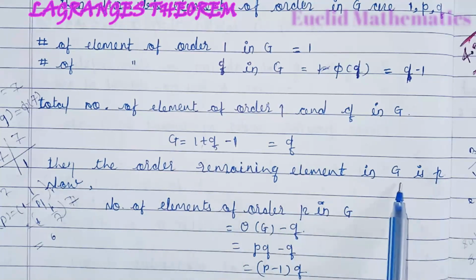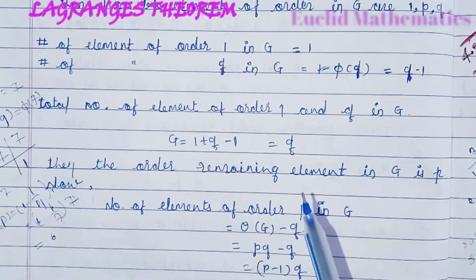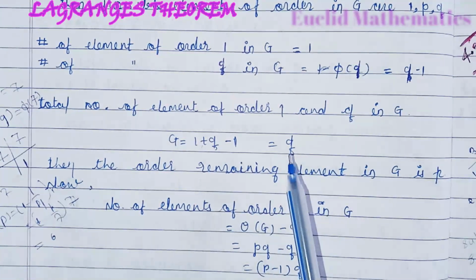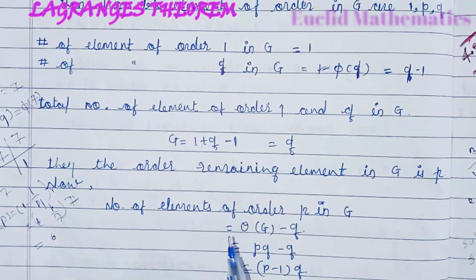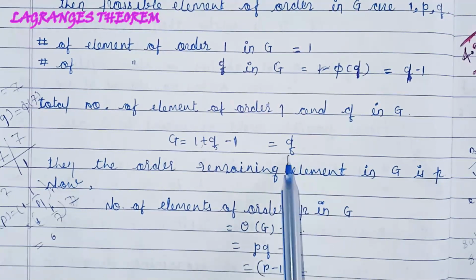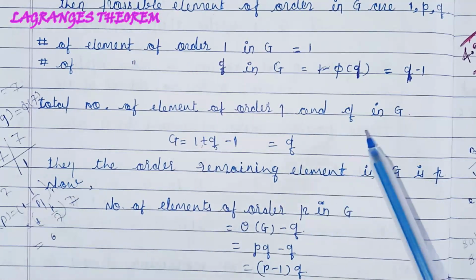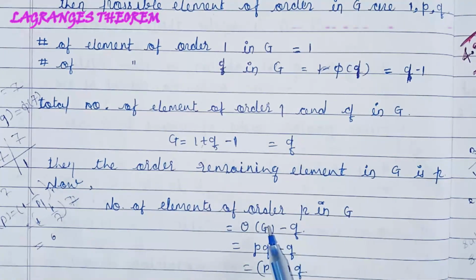Then the number of remaining elements in G: the order of G, we know, is pq. So if we take away that q from our group of order pq, the leftover elements are of order p. The order of the remaining elements in G is p. So, the number of elements of order p in G: the total order of G is pq, as given in the example, and the elements of order 1 and q number q. If I take away that q from G, the leftover elements are of order p. So the order of G, pq minus q.